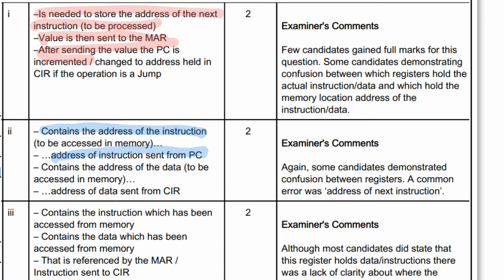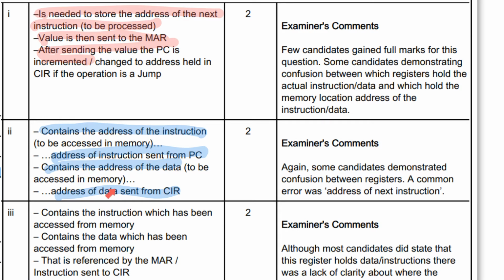And saying you got it from the PC. You get the 2 marks for saying just the chronology here. That's some easy marks. And you can say it contains the address of the data if it's sent from the CIR. This bit here, what does this mean? Contains the address of the data sent from the CIR. What's it talking about there?